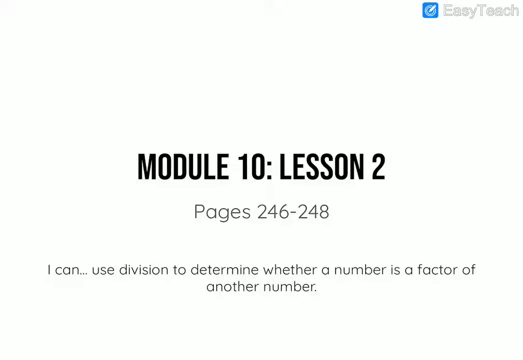Welcome to Module 10, Lesson 2. Our I can statement is, I can use division to determine whether a number is a factor of another number.